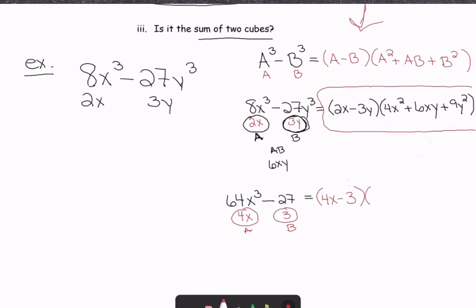Then you do a squared. So I take everything in the a and I square it. So that's 16x squared. Remember to square the number and the variable. If it's a number and a variable, you've got to square both of them. Then I have to do a plus sign, and then I do a times b. So if I multiply those together, I get 12 and then an x. And then I do b squared, and that's going to be 3 squared, which is 9. So here's your answer.